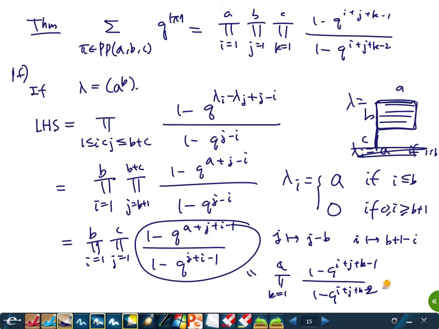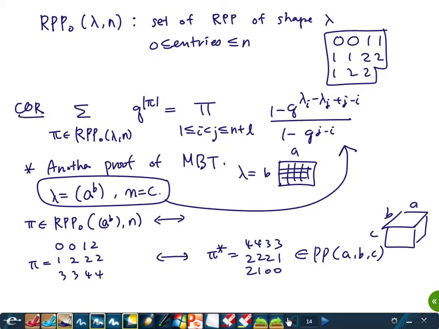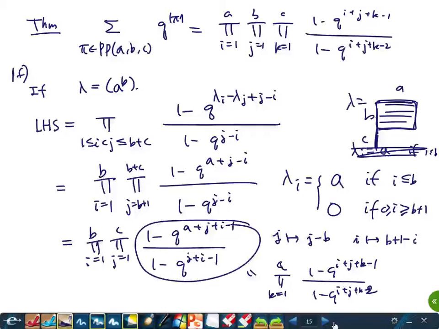Okay? Yeah, but I made some mistake here. I'm going to correct this, and I'm going to upload the corrected version of the lecture note. But basically, the idea is this. So using Schur functions, you can prove MacMahon's box theorem like this. Any questions? So it's a powerful tool in algebraic combinatorics. We can use this to solve some problems in combinatorics.